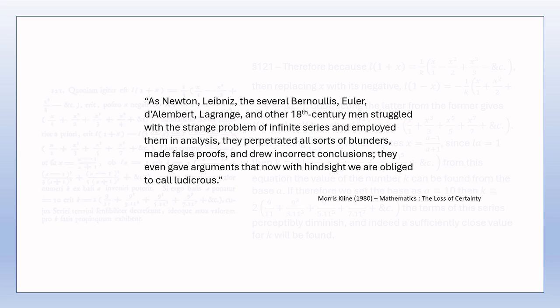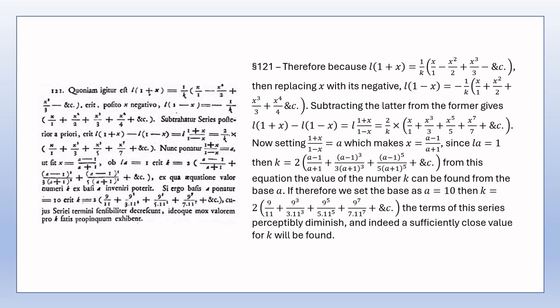In section 121 we see Euler deriving a different series from which the value of k can be determined. This series, unlike in the previous section, is used by Euler with a suitable value. The series, as far as I can see, is again valid for -1 less than x less than 1, and in this case choosing a equals 10 gives x equals 9 over 11, which is less than 1. And so in this case, x is in the range of validity of the series, which explains why the approach of section 121 works, whereas the approach of section 120 does not.